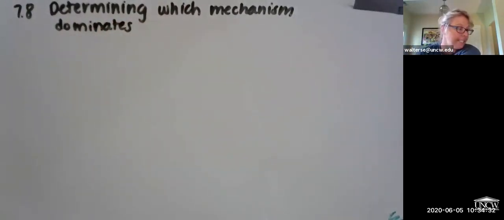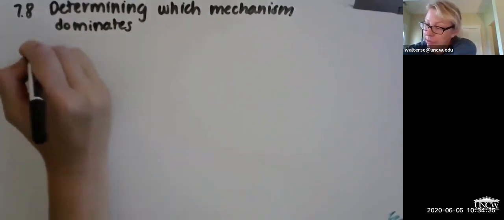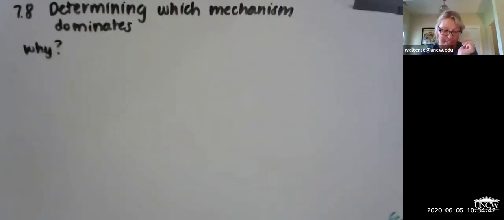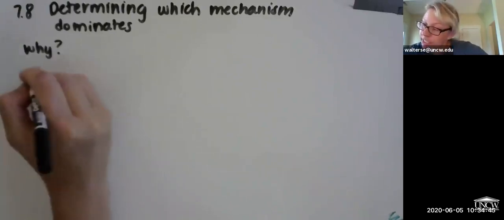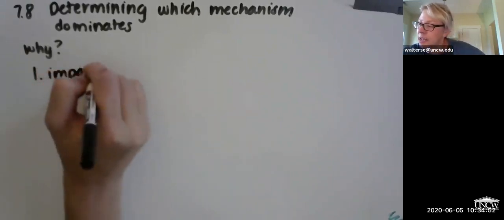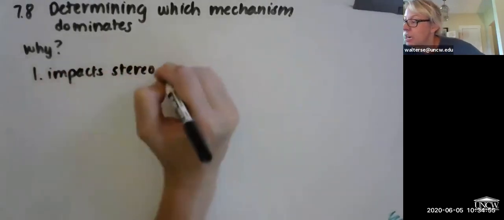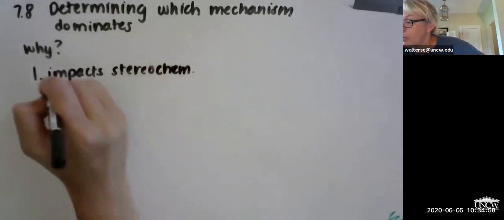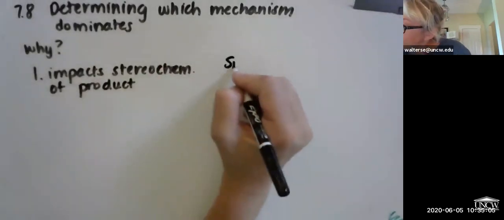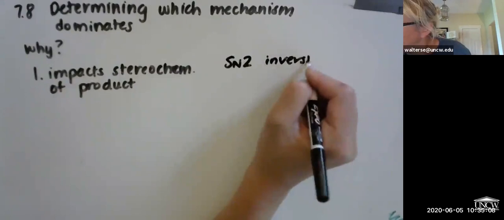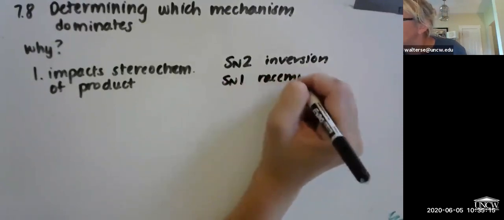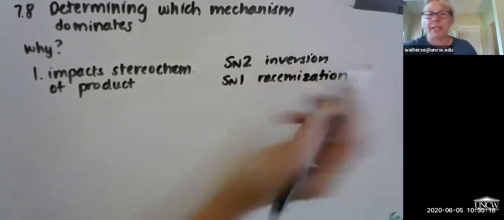Now, the reason that it's important, so that's what we have to do. Why do we care? Why does it really matter which mechanism dominates as long as you have a substitution reaction that takes place? The first is that the type of mechanism that proceeds impacts the stereochemistry of your product. If you have an SN2 reaction take place, you get inversion, complete inversion. SN1, you get that racemization or the formation of a racemic mixture.